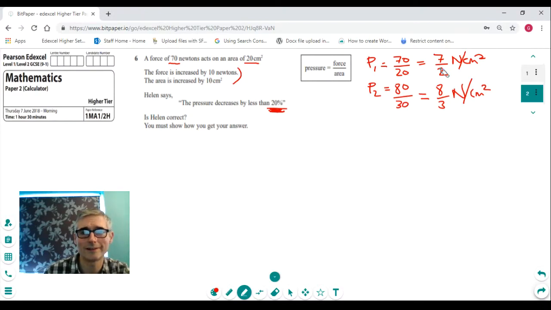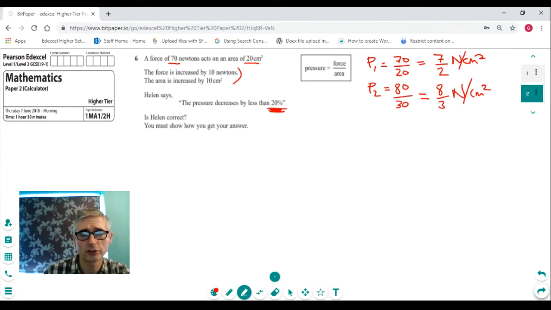The reason I'm working in fractions rather than decimals is an important point in this question. If we'd worked out pressure 2 as a decimal, it'd actually be a recurring decimal, because we can see at the bottom of the fraction is a 3. So we get something like 2.6 recurring, which means we'd actually have to round it, which would introduce some inaccuracy into our answer. So to be exact with our figures, we actually need to work in fractions rather than decimals all the way through.